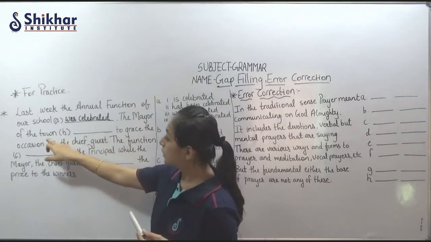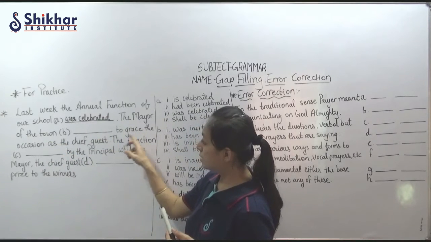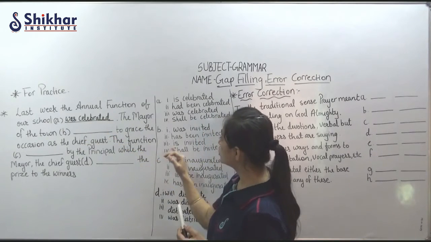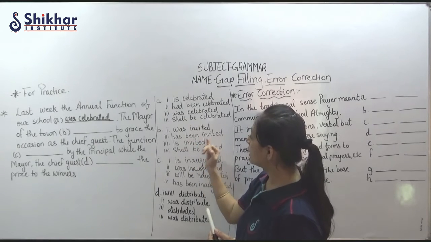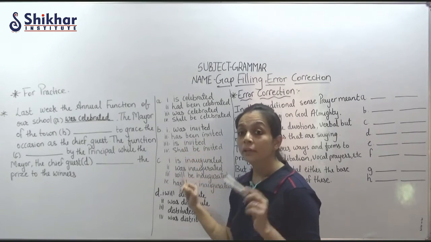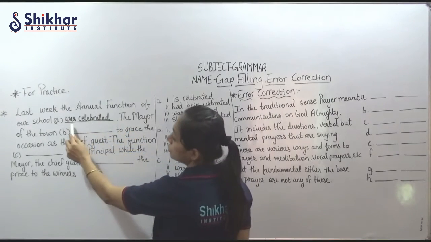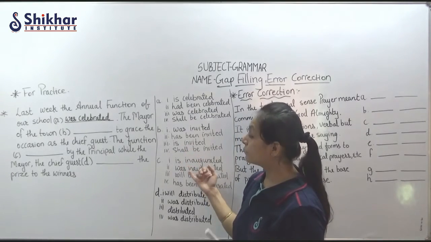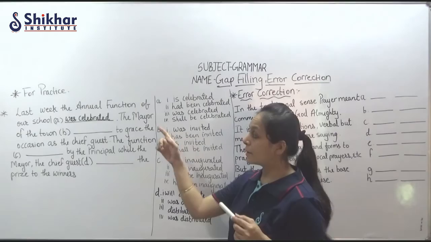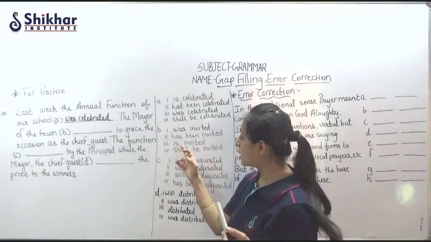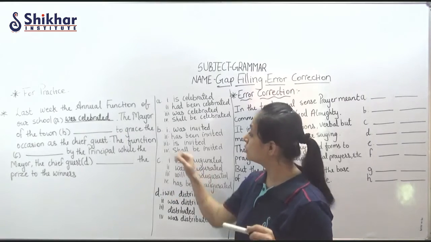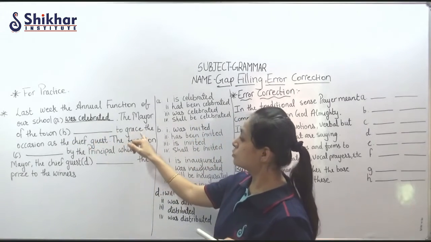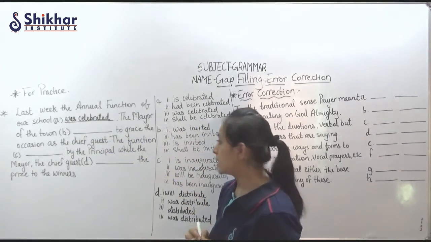The mayor of the town dash to grace the occasion as the chief guest. Again we have used simple past. So second option: was invited, has been invited, is invited, shall be invited. Now if last week you have used the simple past tense, then just think what should be the answer. Obviously, if it is past tense then this will also be simple past. Here is, shall be, has been will not come, so it should be "was invited." Okay, the mayor of the town was invited to grace the occasion as the chief guest.